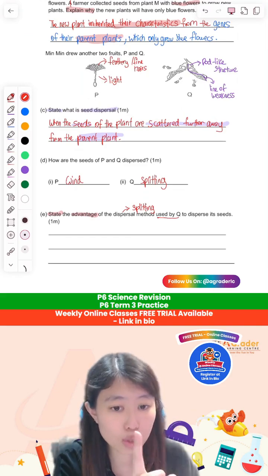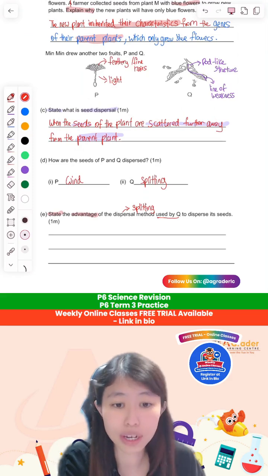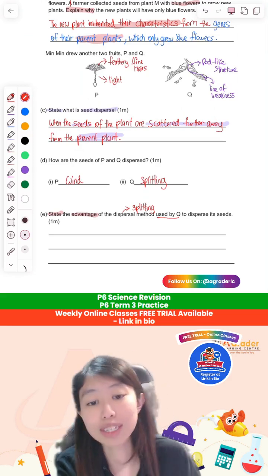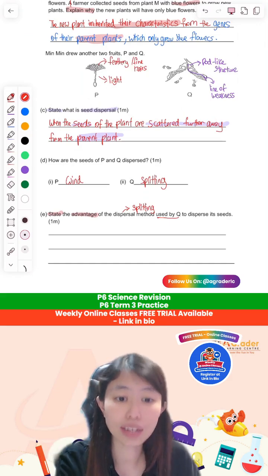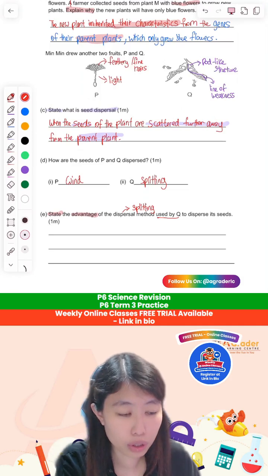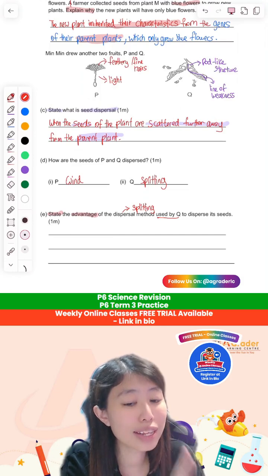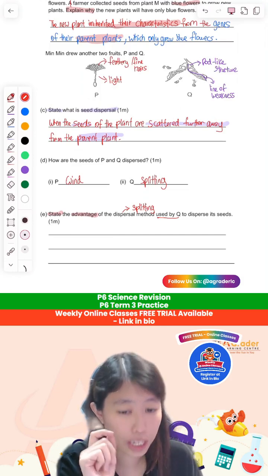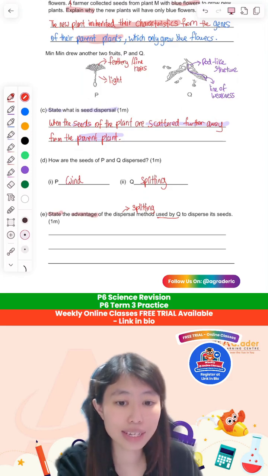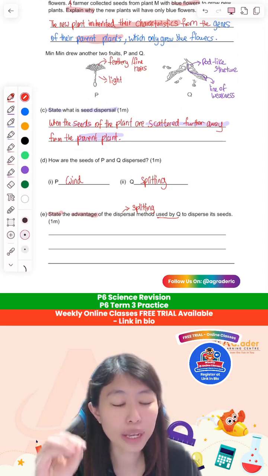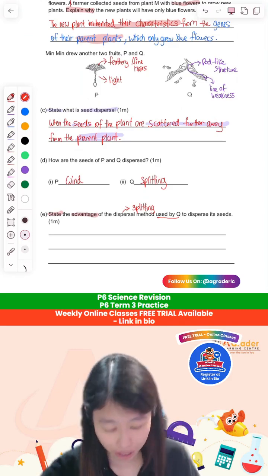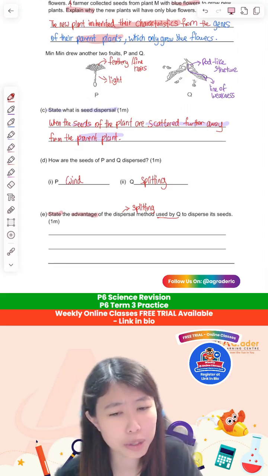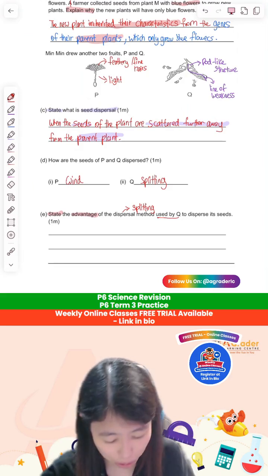Take note, some school teachers are very, very strict. They want you to give examples. So give examples. They don't need to depend on external factors like wind and animals for dispersal. That answer is used for explaining why seed dispersal is important, not for splitting. There is nothing special about splitting, everything also needs to be away from the parent plant.